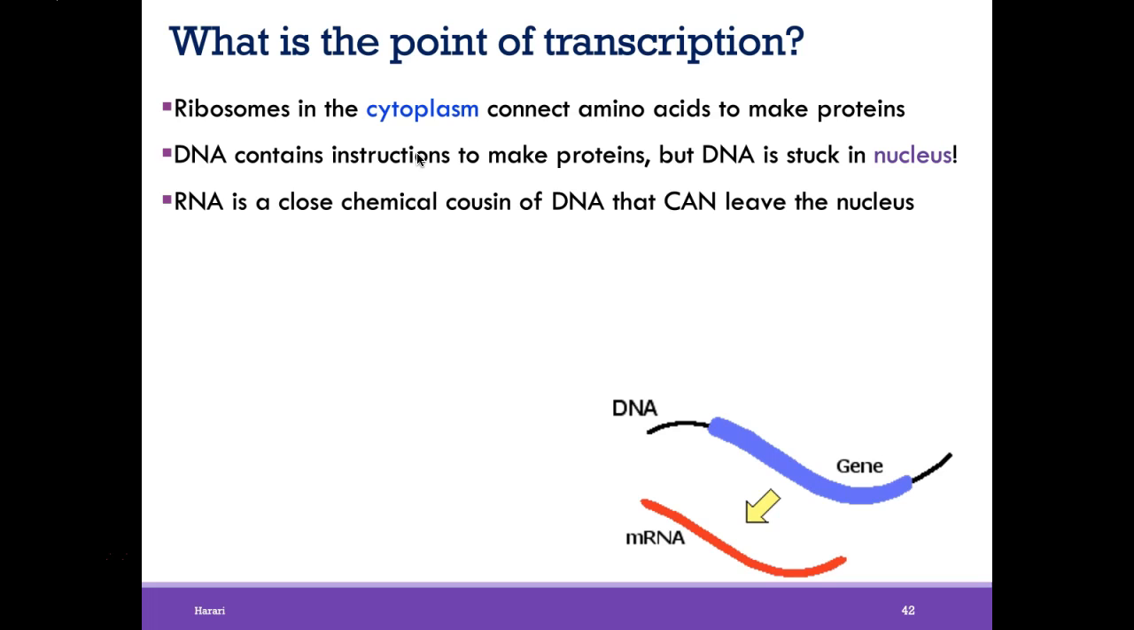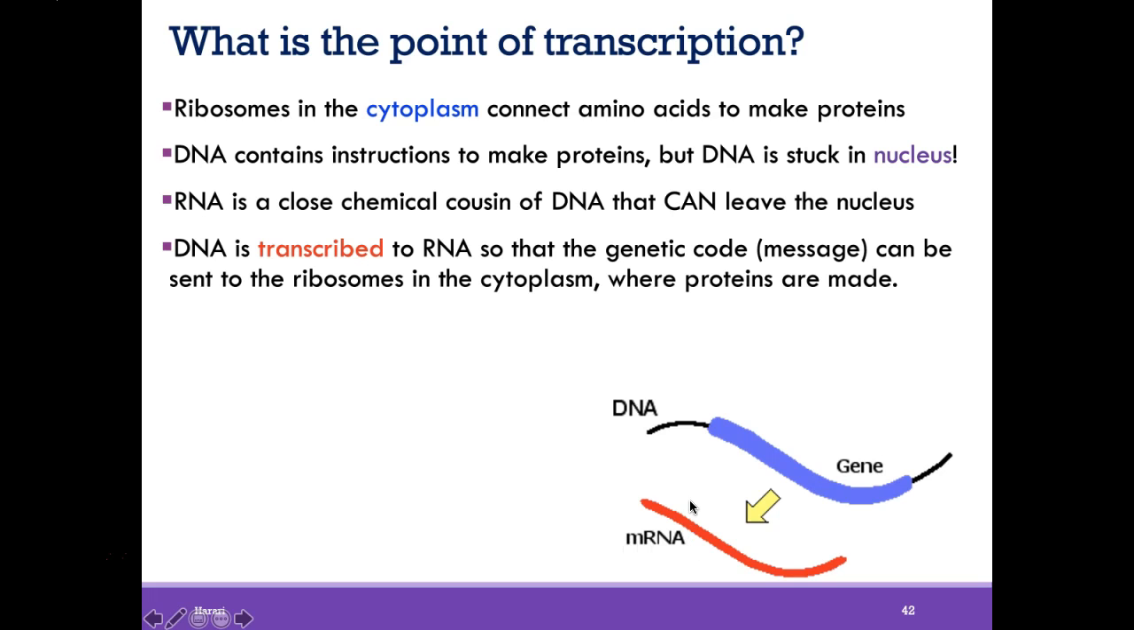So RNA is a close chemical cousin of DNA that can leave the nucleus. So RNA can serve as a messenger. That's why we call it mRNA, messenger RNA. So DNA is transcribed into RNA. It's rewritten into RNA so that the genetic message can be sent to the ribosomes in the cytoplasm where proteins are made.